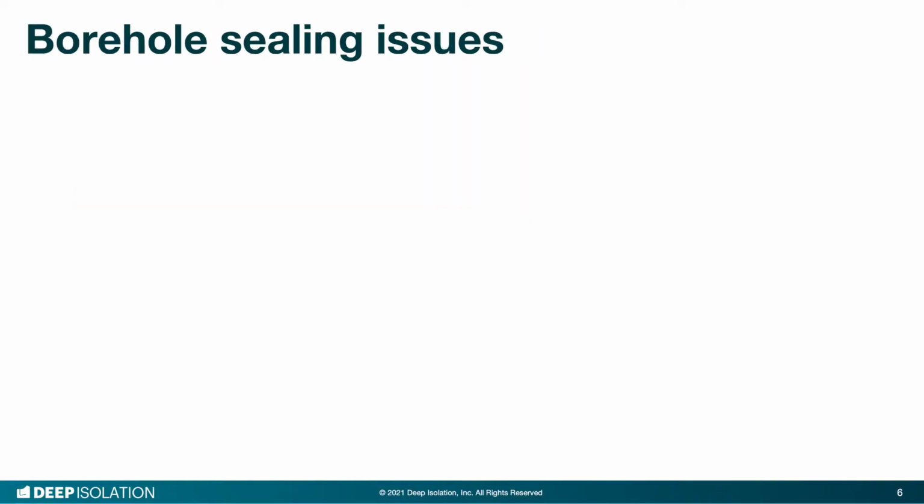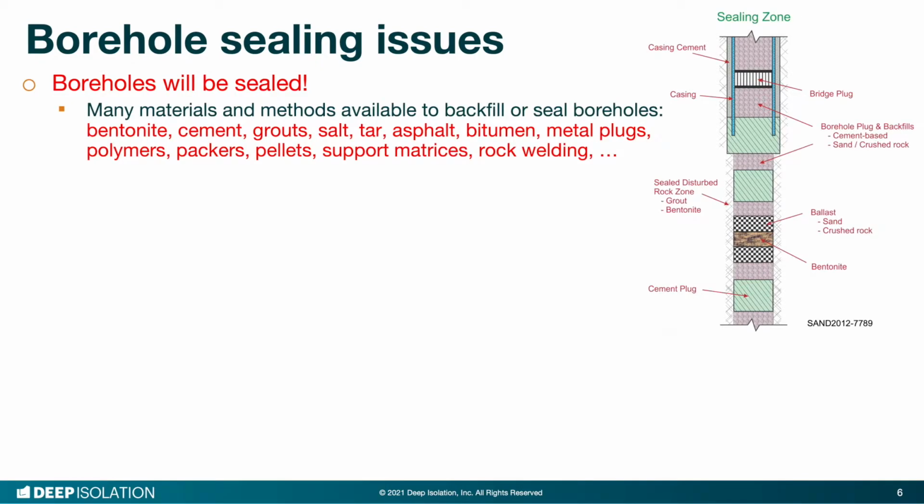Before we look at the impacts of a poorly sealed borehole, I want to emphasize that any Deep Isolation borehole will be properly sealed. We don't have the time today to review all the materials and methods that have been proposed or are actually used to backfill and seal boreholes, but they include bentonite, cement, various grouts, oil-based materials, metal plugs, cross-linking polymers, various packer systems, pellets, high-density support matrices, or the rock itself, which can be heated up until it melts and then later recrystallizes.